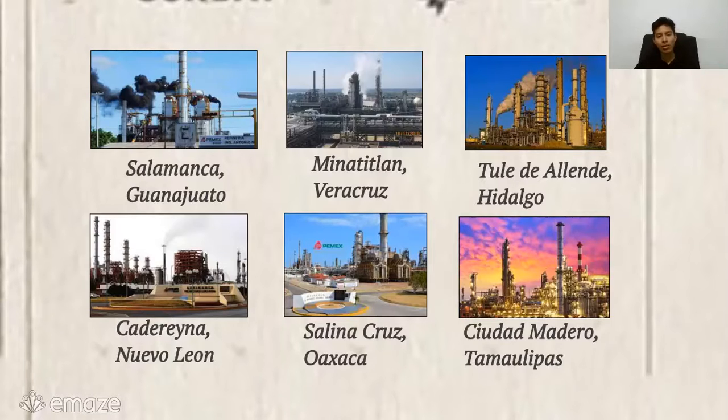The sixth and last is in Ciudad Madero, Tamaulipas. This refinery has more than 100 years of operation. It was inaugurated in 1940 by the American company El Águila until the petroleum expropriation. Nowadays it has a process capacity of 190,000 barrels per day.